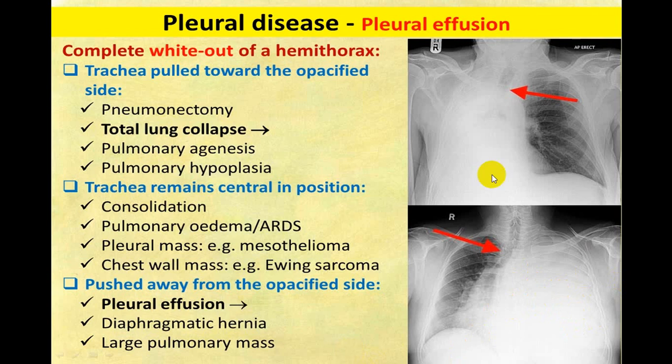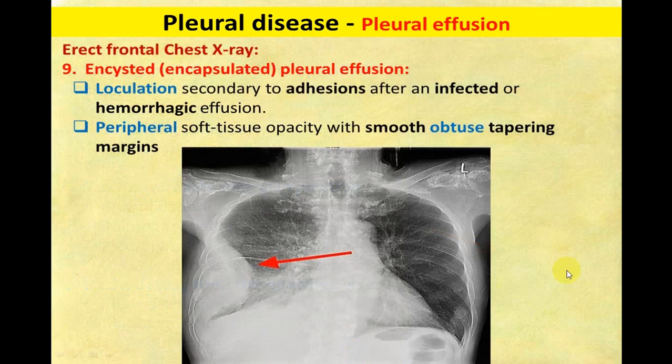So you should be able to differentiate. Both are producing opacity. But try to look for all these findings. You will be able to differentiate between pleural effusion, collapse, lung collapse, thickened pleura, and even pneumonectomy. You should be able to, and consolidation. You should be able to differentiate.